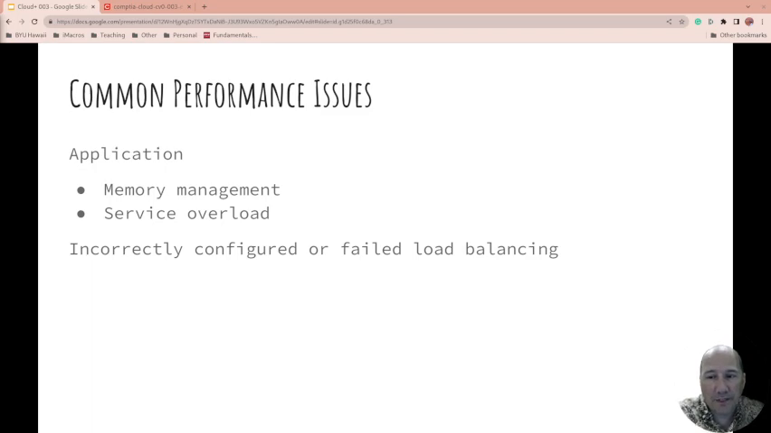Other common performance issues: the application, memory management, and service overload. Incorrectly configured or failed load balancing. And I've got to add here, incorrectly configured applications, period. So lots of things can cause performance issues with applications. And I've seen misconfigured applications a lot, because you don't know what you don't know. And you only look at certain configurations sometimes if there's really bad problems.